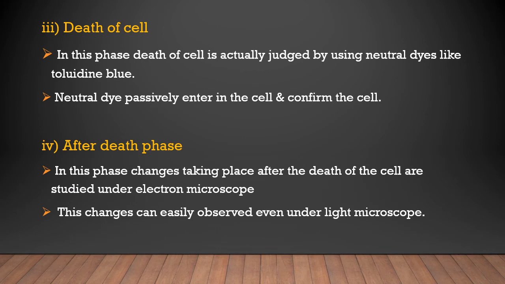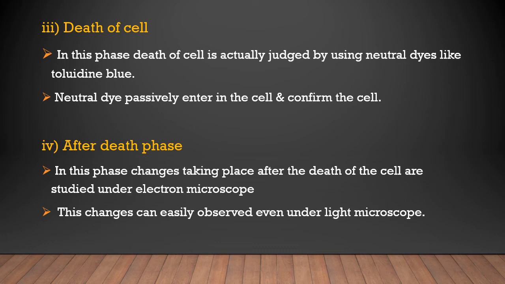The third phase of electron microscopic study is death of the cell. In this phase, death of the cell is actually judged by using a neutral dye, like toluidine blue. The neutral dye passively enters the cells and confirms the cell death. This is an important phase in the electron microscopic changes. Dyes like toluidine blue are mostly used to study the nuclear changes.